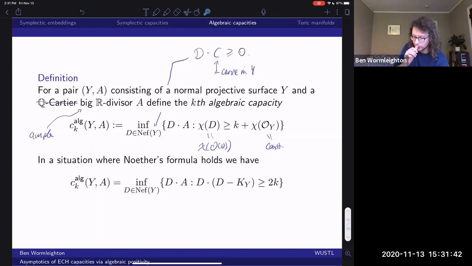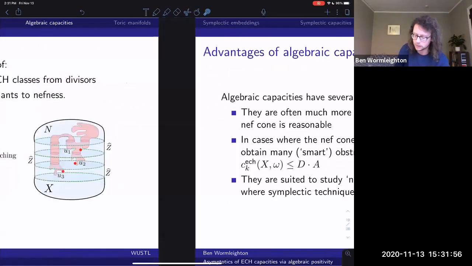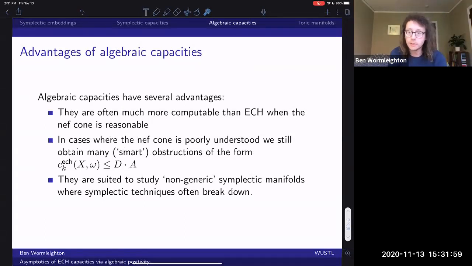In the situations that I'll move into, mostly the toric setting, it's the opposite. The NEF cone is polyhedral. This is some beautiful convex optimization problem, which we have a shot at drawing some conclusions from. So when the NEF cone is reasonable, this optimization problem isn't too bad, so we have some chance of saying something. Even when the NEF cone is poorly understood, it's really easy to get bounds on the algebraic capacities, and hence upper bounds on ECH, just by finding some divisor with sufficiently big moduli and looking at what D dot A is.